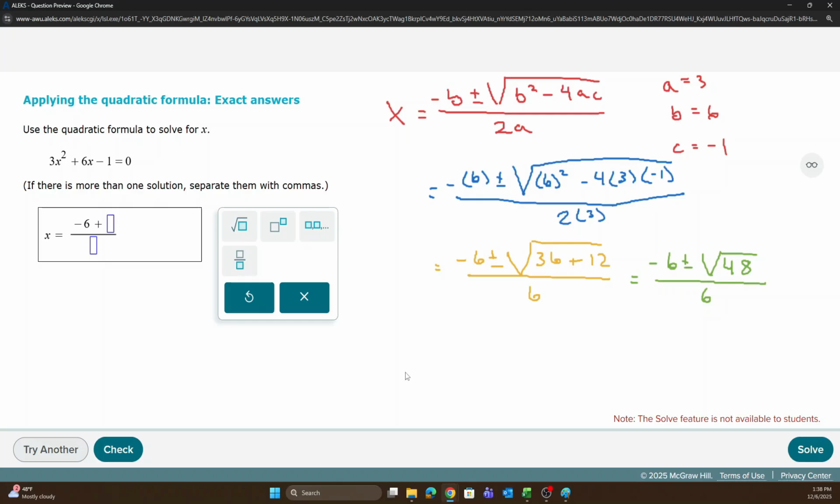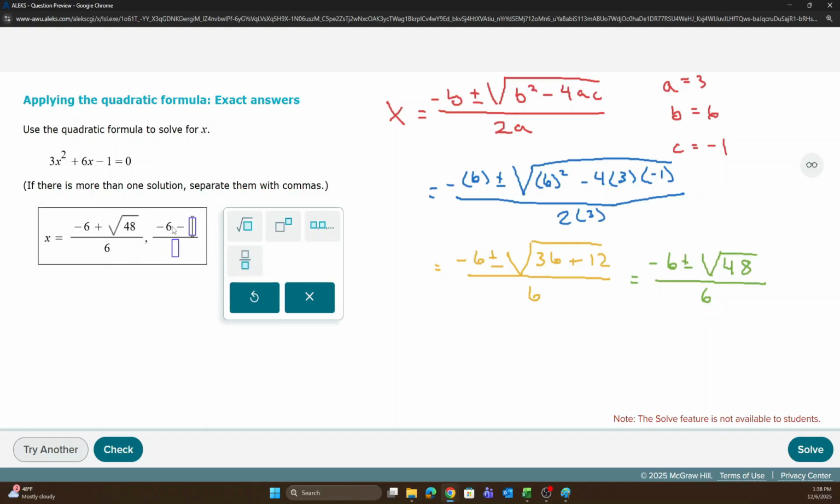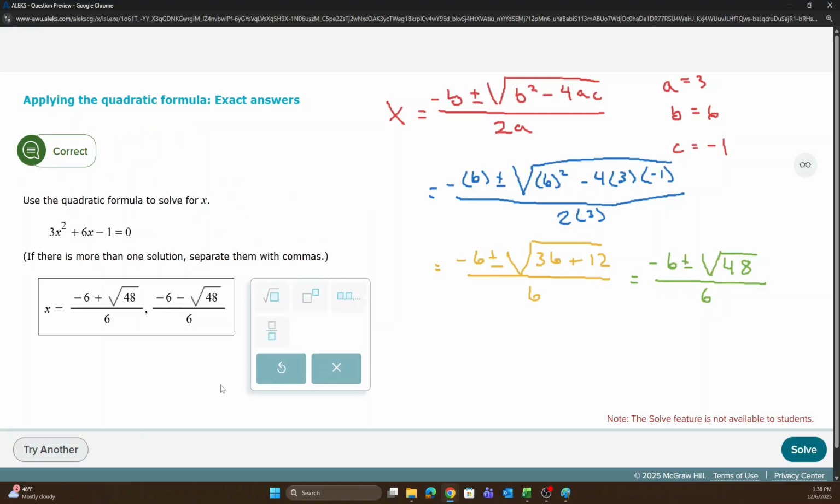-6 plus square root of 48 all over 6, comma, -6 minus square root of 48 over 6. These are the exact solutions. If it does not give you the calculator on the side, it does not expect you to calculate the quadratic formula with decimal answers. You should not have a decimal answer for this. All right, let's look at one more, and then we'll move on.